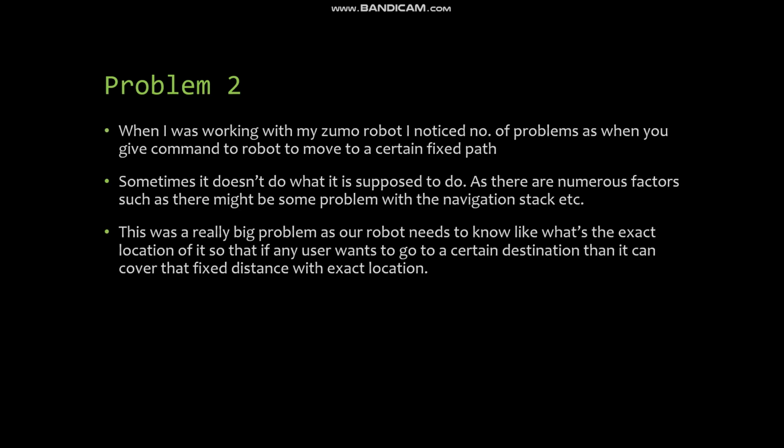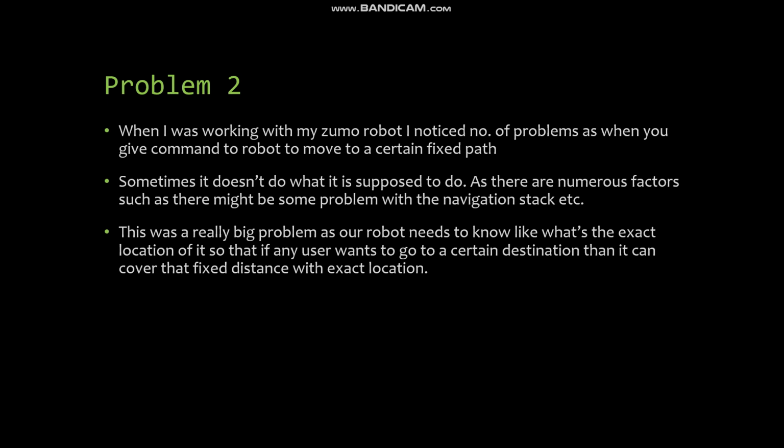Now let's jump on to the second problem. The second problem was, when you're working with the robot, when you give a command to the robot to move along a certain fixed path, sometimes it doesn't do what it is supposed to do, as there are numerous factors, such as some problem with the navigation stack, etc. This was a big problem as our robot needs to know the exact location. If any user wants to go to a certain destination, then it has to cover a fixed path or fixed location. So that was a problem that I encountered.